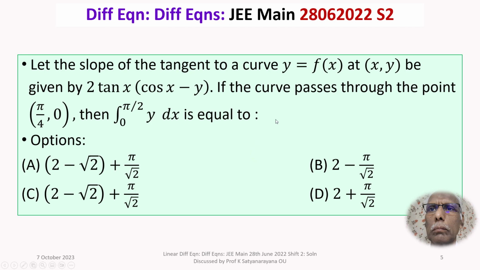And we have a curve y is equal to f of x. The slope of the tangent to this curve at any point x comma y is given as 2 times tan x in brackets cos x minus y. It is further given that this curve passes through the point pi by 4 comma 0, then required to compute the integral of 0 to pi by 2 y with respect to x.